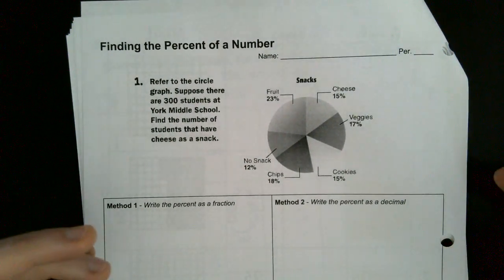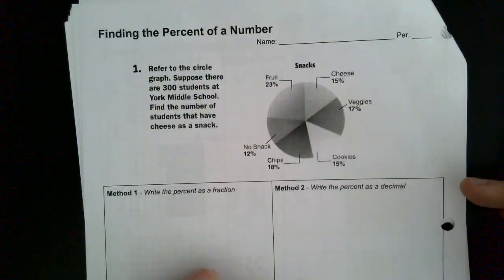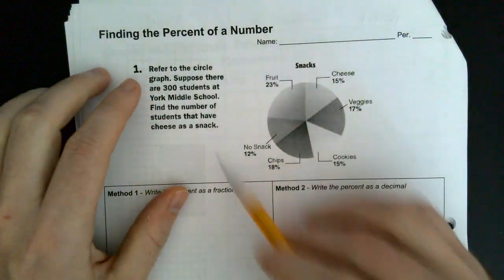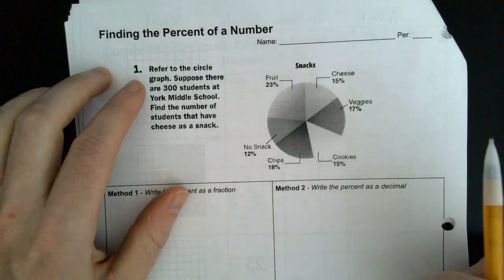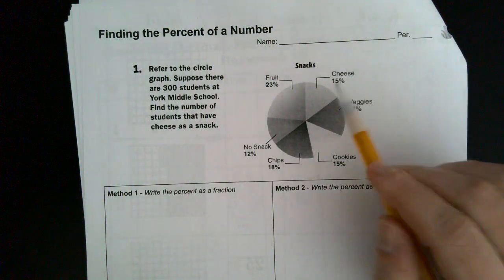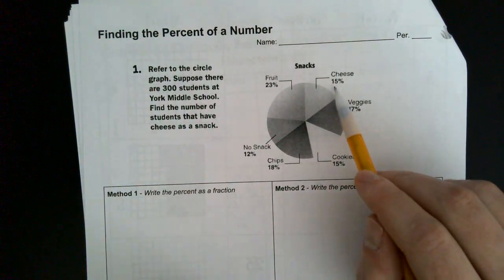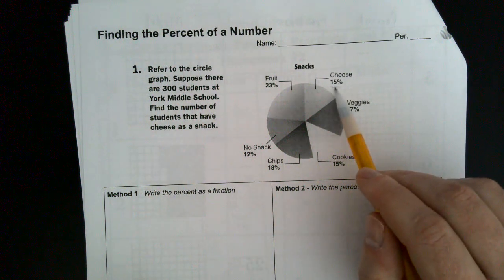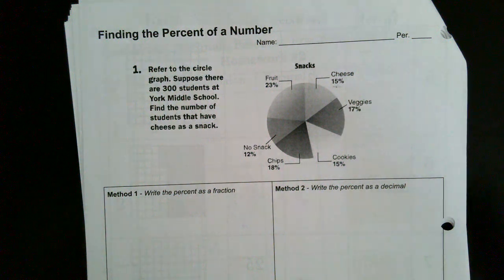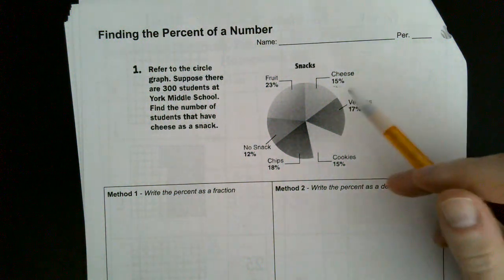So the first problem we're going to do twice, using both methods. This example uses this pie chart. It says, refer to the circle graph, also known as a pie chart. Suppose there are 300 students at York Middle School. Find the number of students that have cheese as a snack. Well, if I look for cheese, here's cheese, 15%. That's not the number of students, that's the percent. So we need to figure out how many students that would be in the entire York Middle School if 15% like cheese.